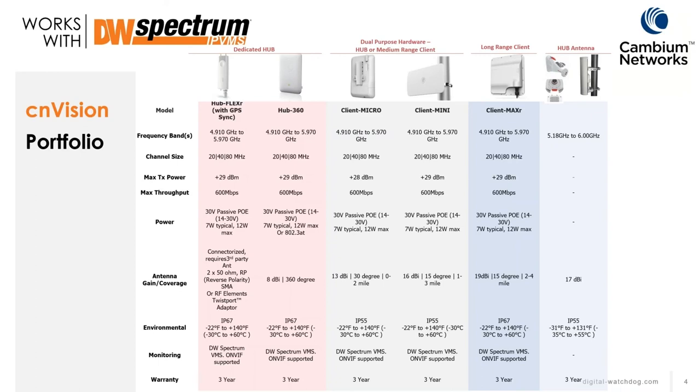So with the first two line items in the pink, you can use any one of those next three to attach to them. All those three go on a pole down to a switch, with cameras plugged into them, backhauling the traffic back to the hub.